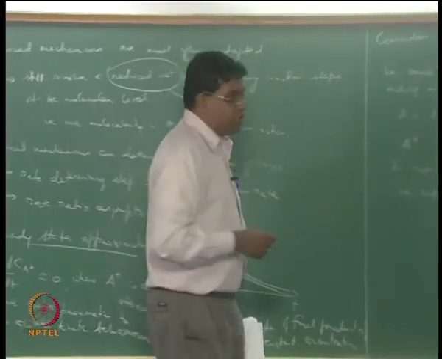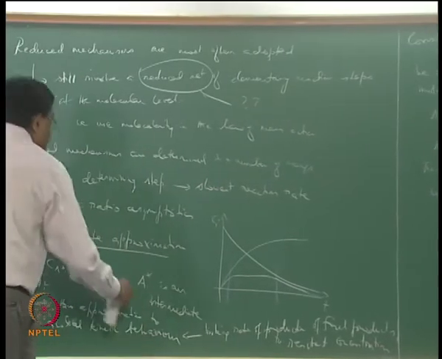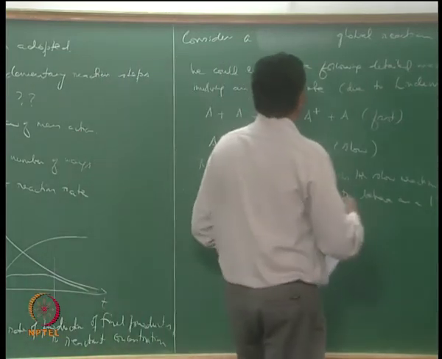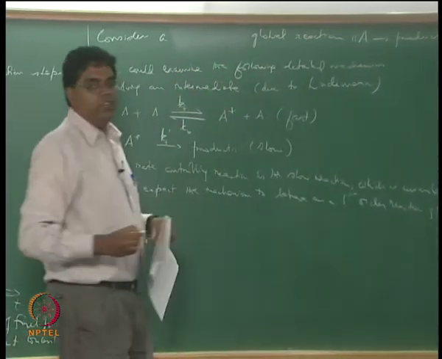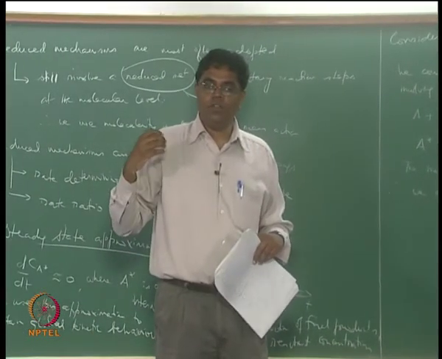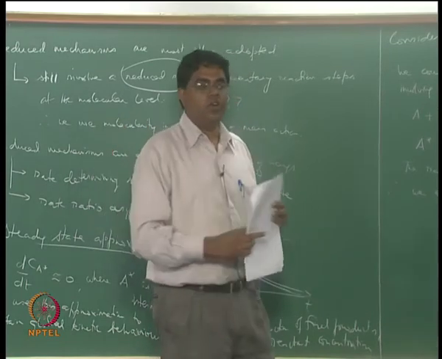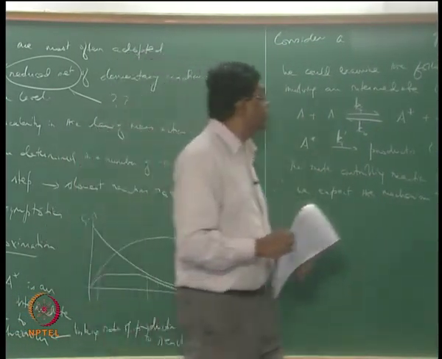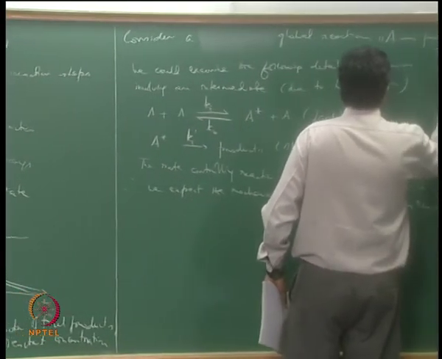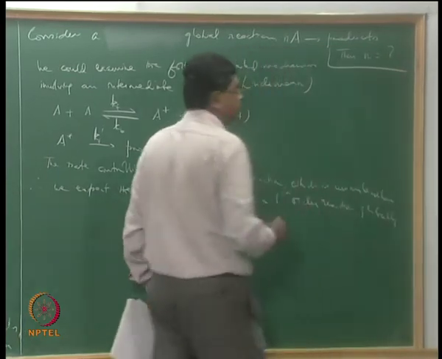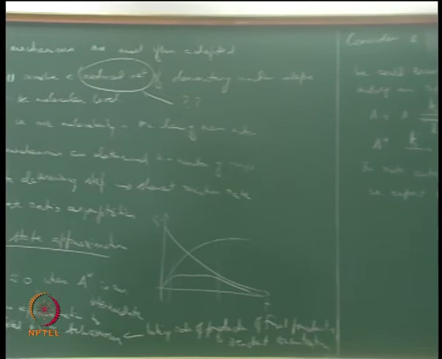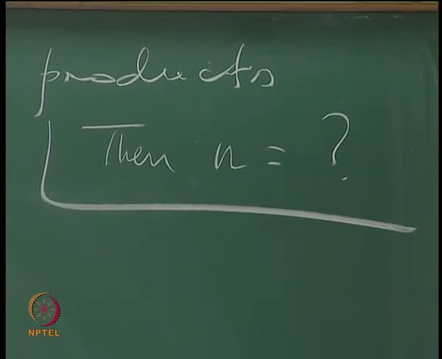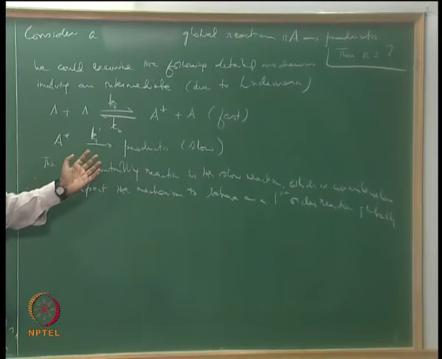A way to pose the problem a little more generally is to consider a global reaction n A gives products, and for the global reaction we assign a value of n based on the order deduced from the detailed reactions, the elementary reaction steps. So the question is, n equal to what? Is it first order or second order or somewhere in between, or anything else? That's exactly what you're thinking about with this detailed mechanism.